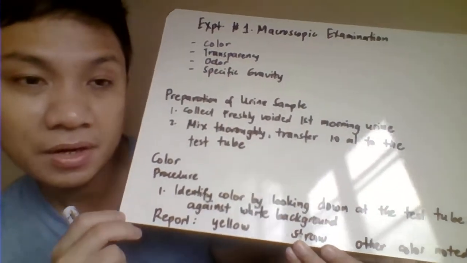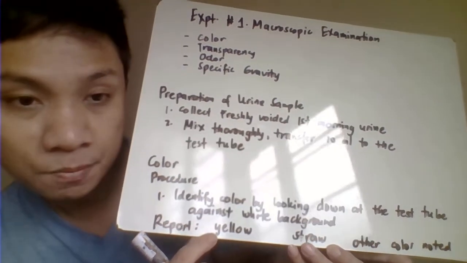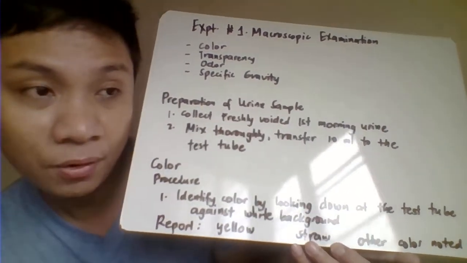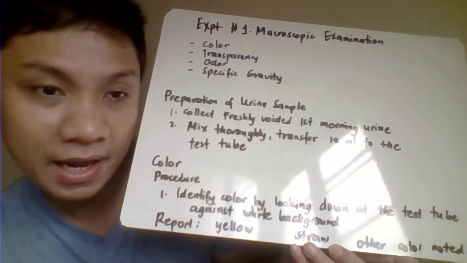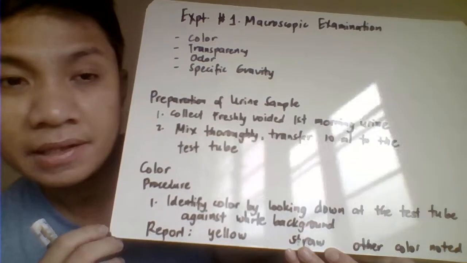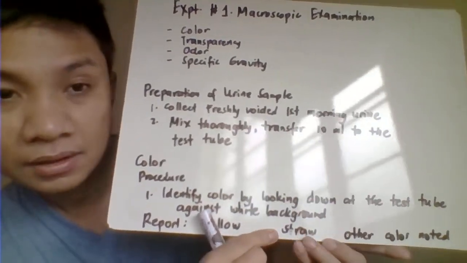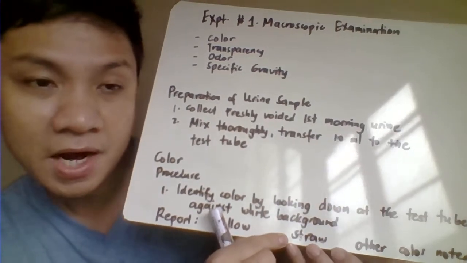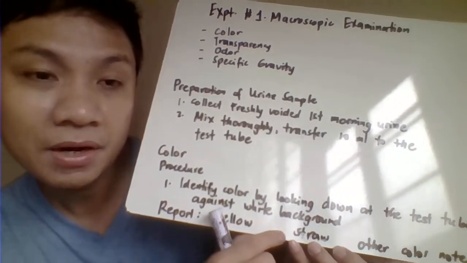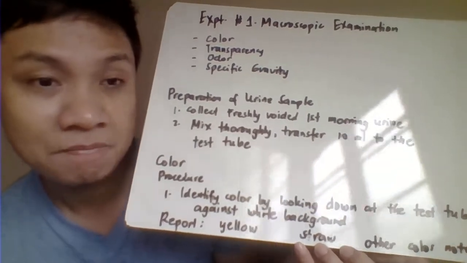Okay, some laboratories would have a reporting based on the color, like yellow. So, how do you report yellow? It can be dark yellow, light yellow, or yellow. But always, you need to stick to the way of reporting of your lab. Some tend to report their urine color as straw, and the reporting is still the same: light straw, straw, dark straw.